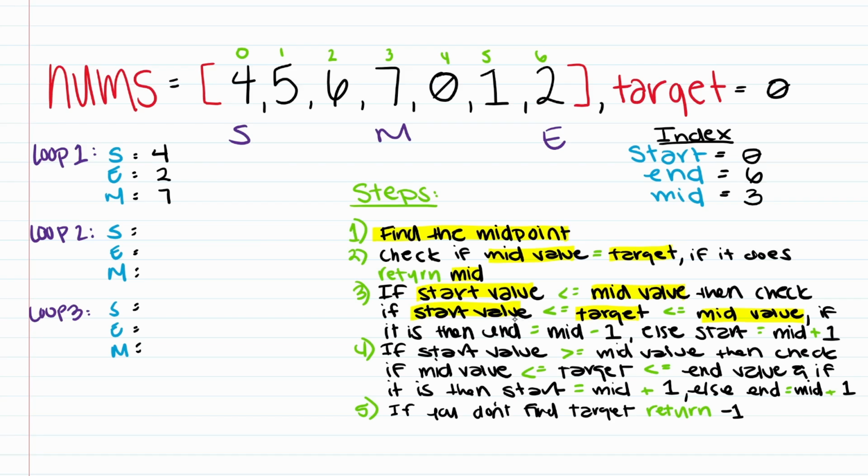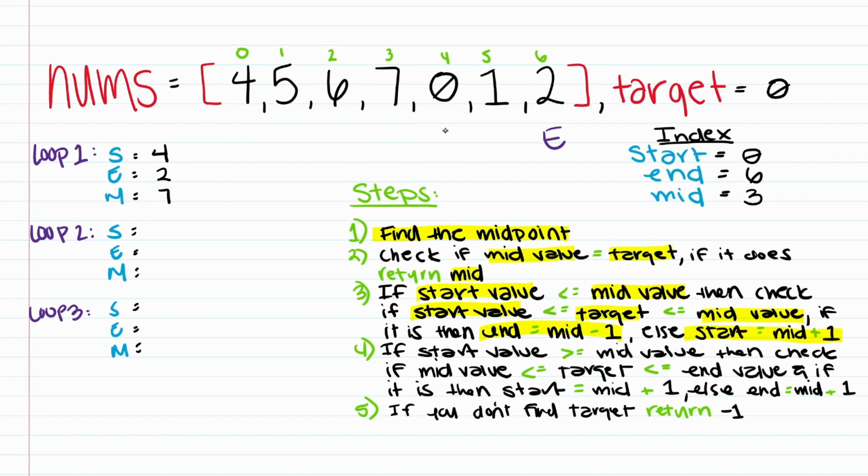If start value is less than or equal to target value, less than or equal to mid value, then if it is, end is going to equal mid minus 1, else start is going to equal mid plus 1. So is our start value less than or equal to our target value, which is less than or equal to our mid value? No. Our start value is a 4, and so it is bigger than our target value, which is 0. Because of that, start is now going to equal mid plus 1. So we're going to move our start value over.